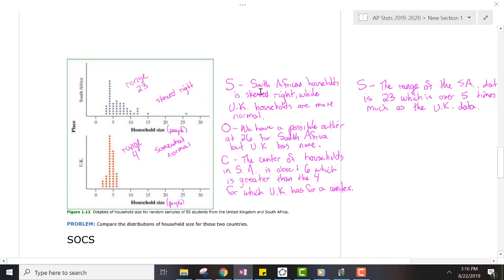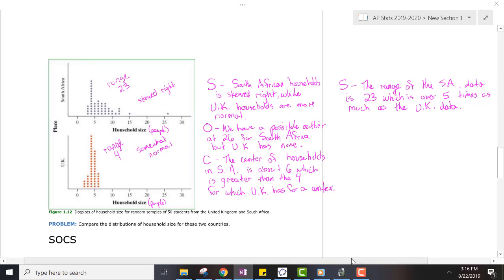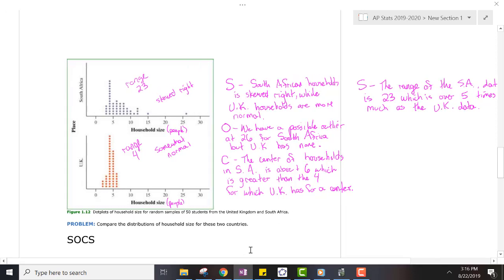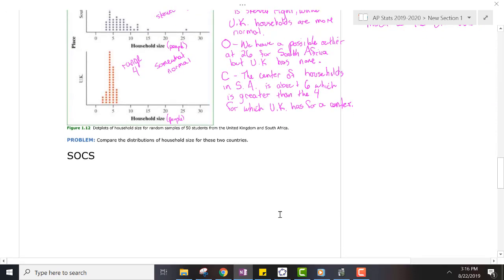South African households are skewed right, while UK households are more normal. We have a possible outlier at 26 for South Africa, but the UK has none. The center of households in South Africa is about 6, which is greater than the 4 the UK has for a center. The range of South Africa data is 23, which is over 5 times as large as the UK spread, which is 4. So very, very different. And that's how we compare using SOCS.